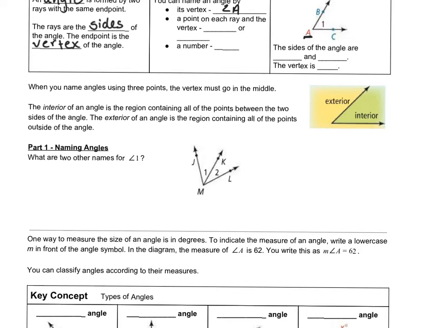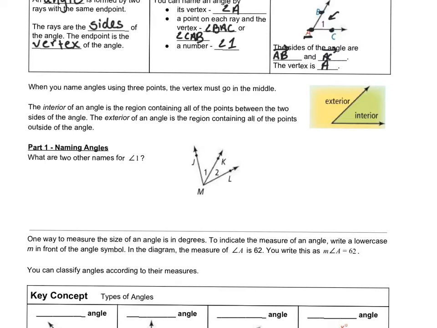Or we can name it by a point on each ray and the vertex. So here we have B, A, C, so I can name it angle BAC, or I can name it CAB. And the last way, I can name it by a number. Here we have the number 1, so angle 1. So the sides of the angle are ray AB and ray AC, and our vertex is A.